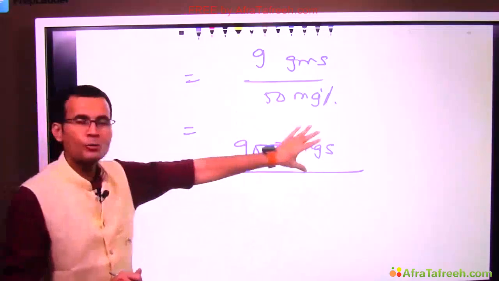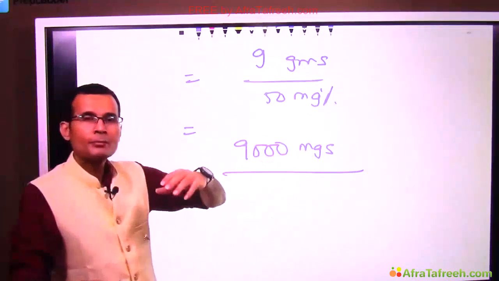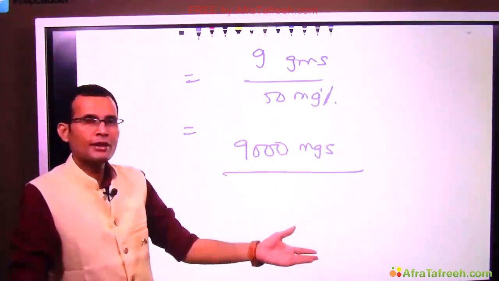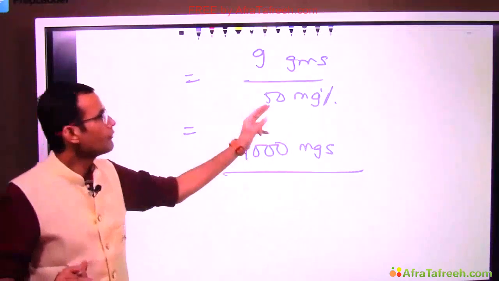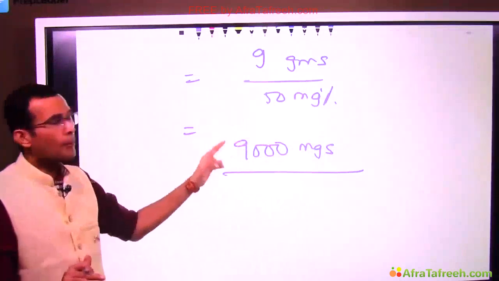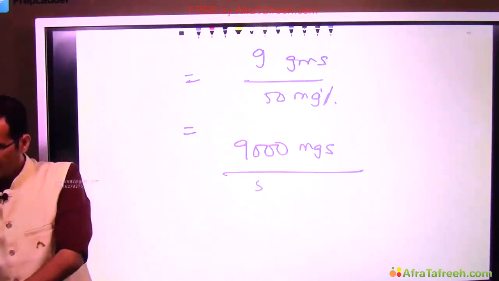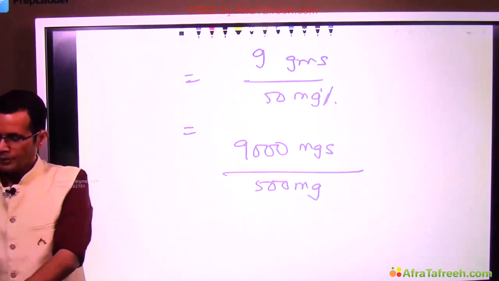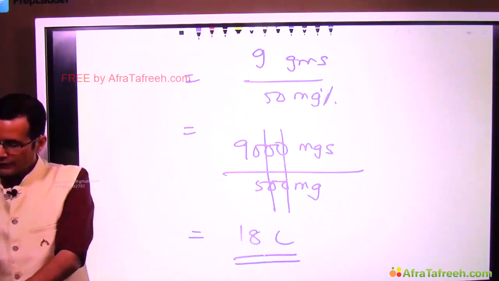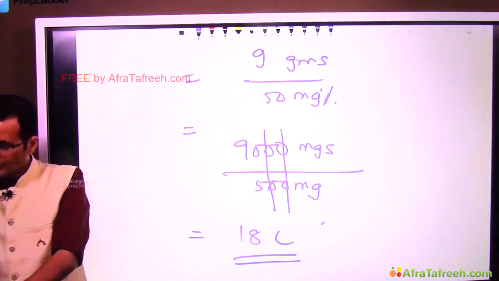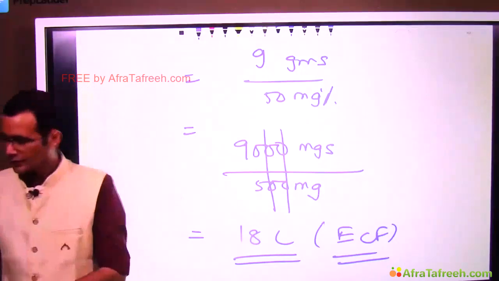The numerator was mannitol injected per liter of the ECF. So the numerator is in per liters, and the denominator should be in per liters. 50 milligram percent means 50 milligram per 100 ml. Convert it into per liter, that will be 500 milligram per liter. And now 9000 upon 500, the answer is 18 liters is the volume of the ECF. That's the answer to that particular question which I asked at the start.